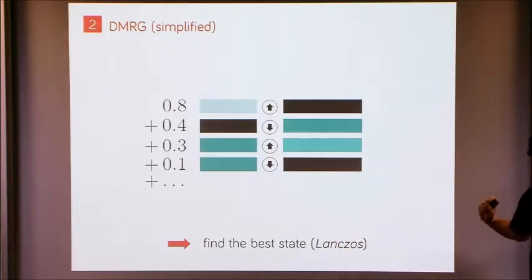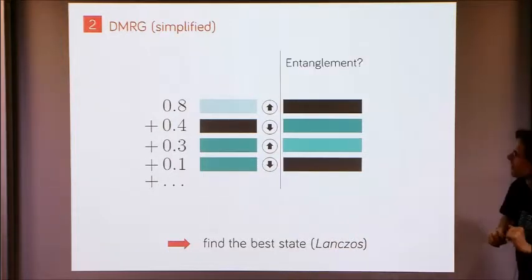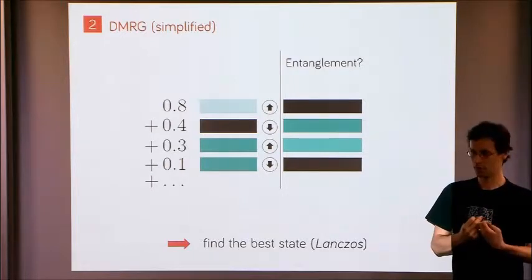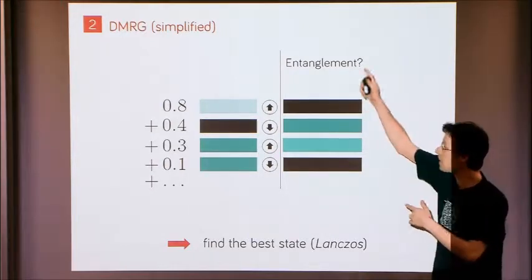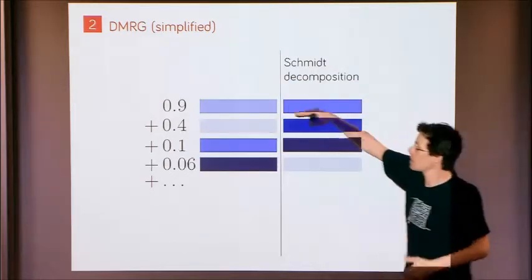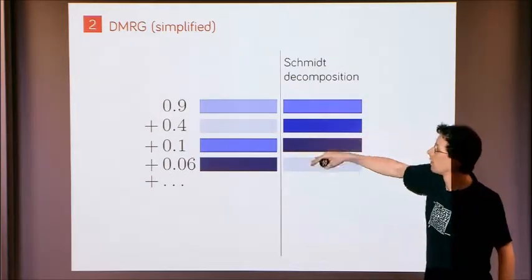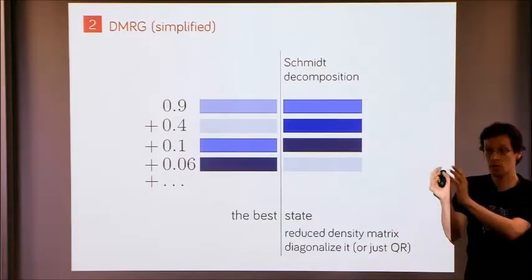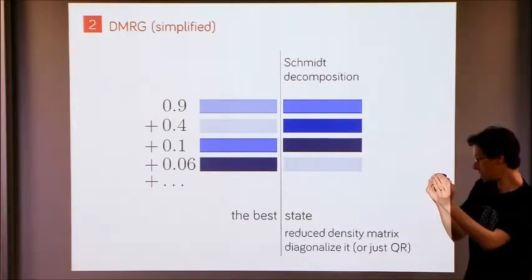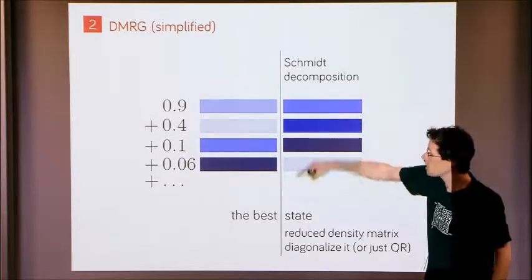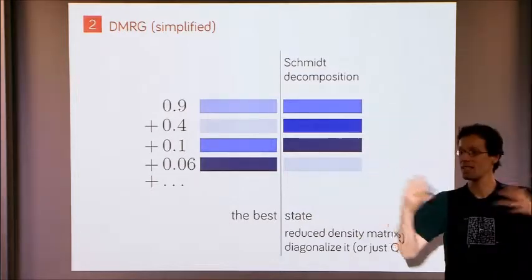So you do your best, and then I ask, the state that I got, is it very entangled or not? So I do a Schmidt decomposition along this line. So now these states become orthogonal. You do the Schmidt decomposition by just taking the reduced density matrix of a subsystem and diagonalizing it. So this is a Schmidt-decomposed best state with the best that I've got.